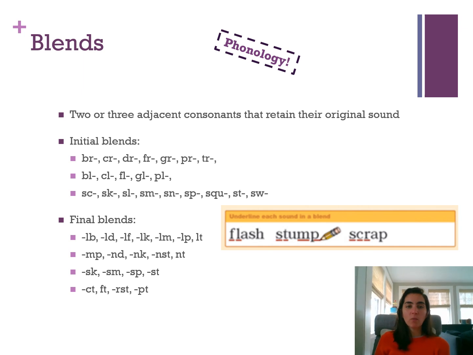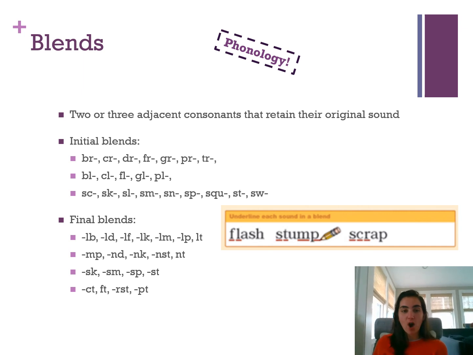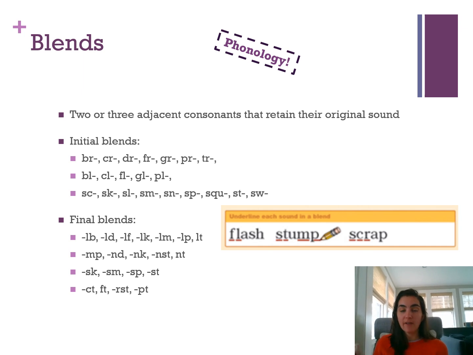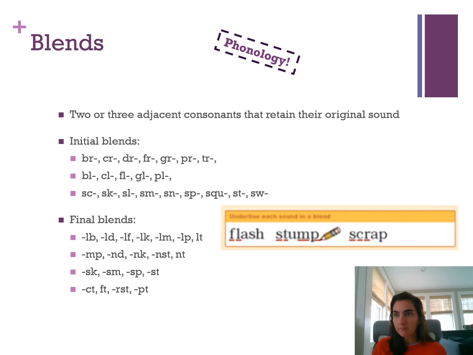So blends, when we're thinking about spelling, blends are related to phonology because there's no trick here. They are what they are. It's just the basic alphabetic principle. You hear the sound, you represent it with the letter. The problem is for very young children who are still developing their phonological processor, or for children with dyslexia or dysgraphia, they might not be as sensitive to hearing those blends and being able to represent them in spelling.